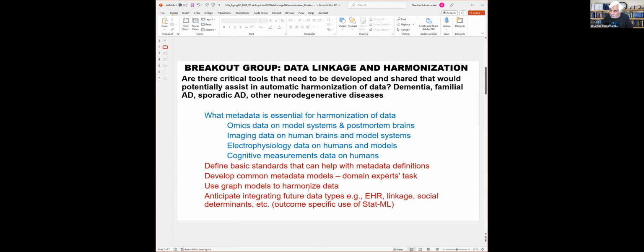Use graph models to harmonize data. This was discussed in multiple contexts, to bring knowledge graphs and graphs to harmonize data. Anticipate integrating future data types, for example, EHR, linkage, social determinants, etc. Especially, it's more complicated to do social determinants. And then the outcome, maybe it is better to use something like statistical learning or machine learning to bring social determinants into the picture. So this was a recommendation for the first point.